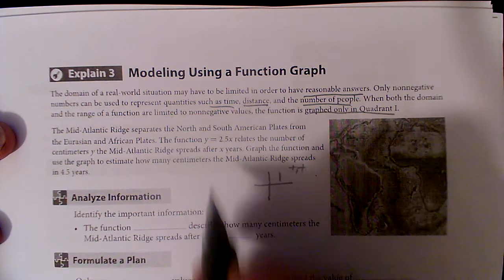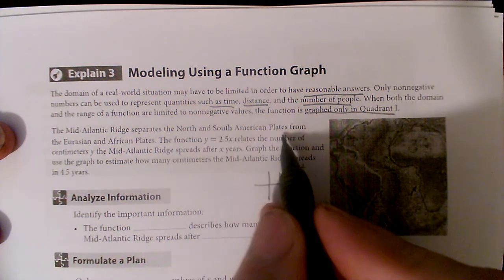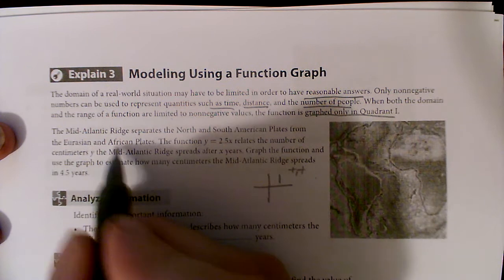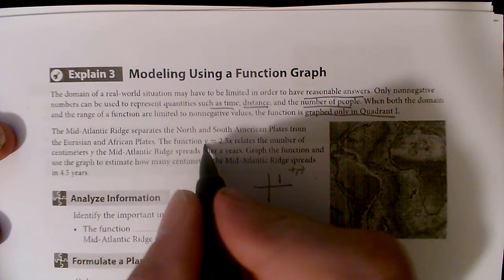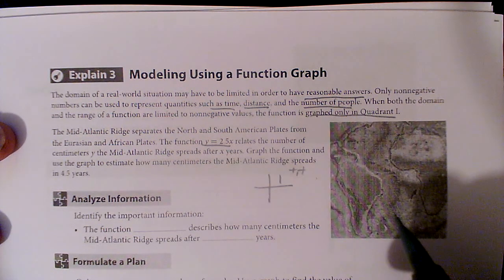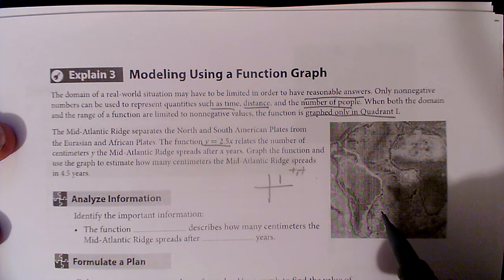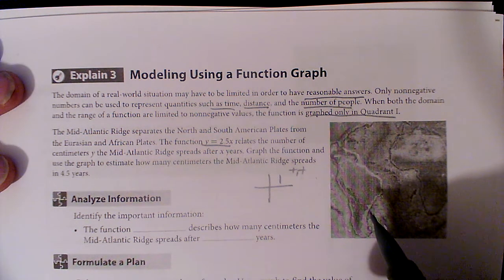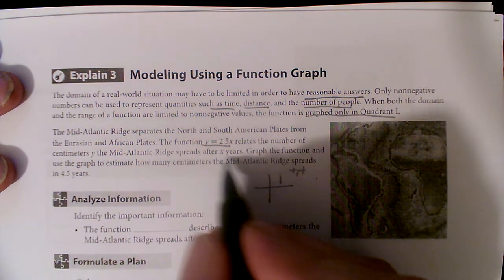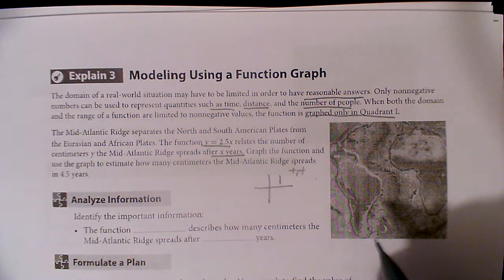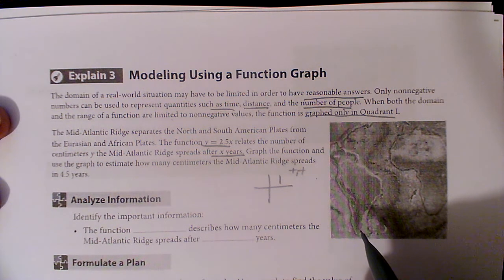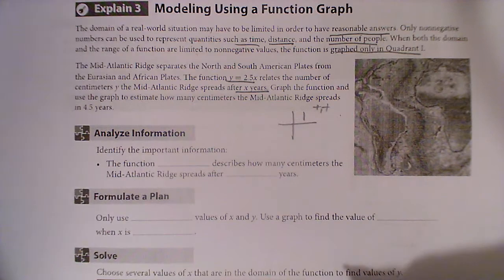The Mid-Atlantic ridge separates the North and South American plates from the Eurasian and African plates. The function y equals 2.5x relates to the number of centimeters, y, the Mid-Atlantic ridge spreads after x years. That's interesting. Graph the function and use the graph to estimate how many centimeters the Mid-Atlantic ridge spread in 4.5 years. Okay, we can do that.